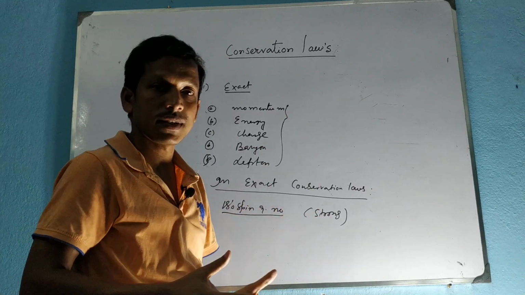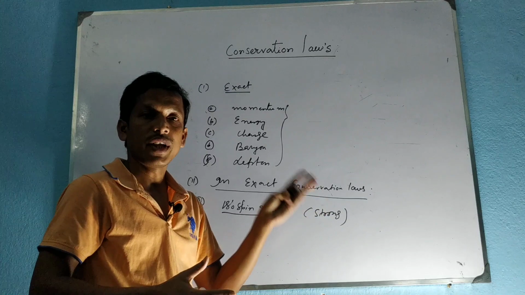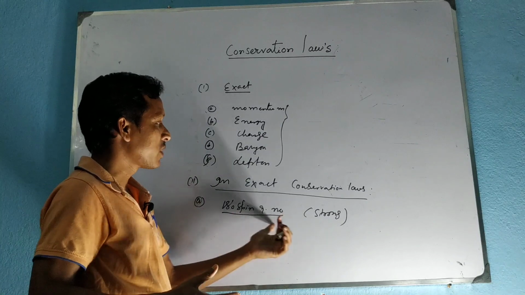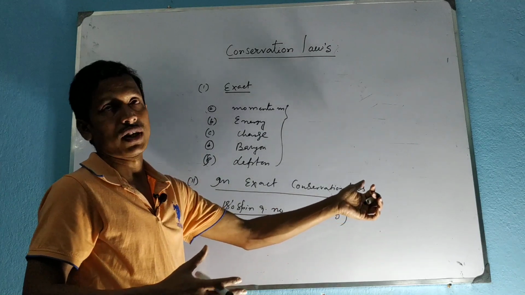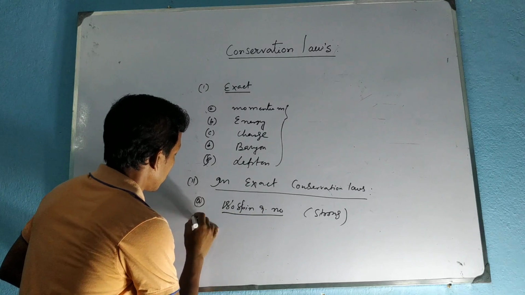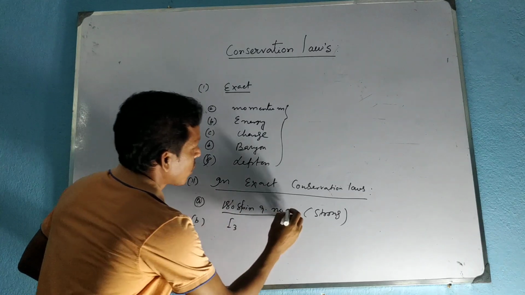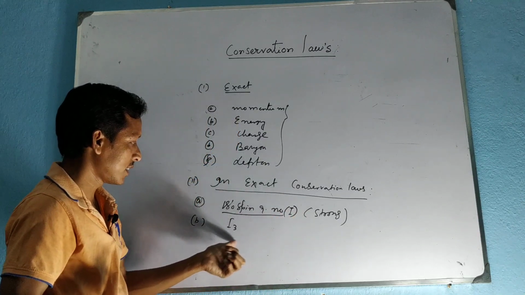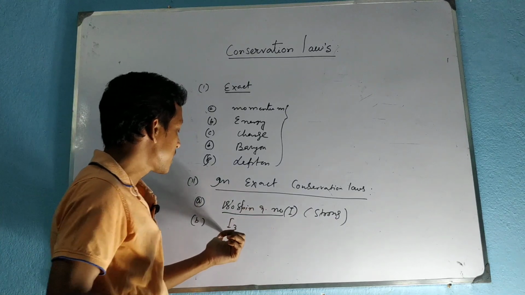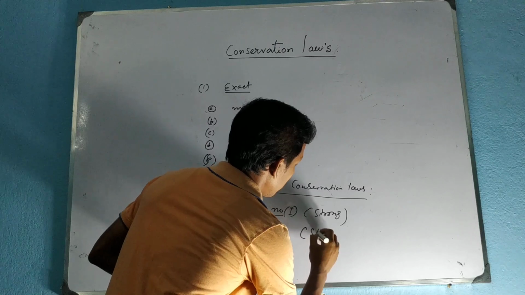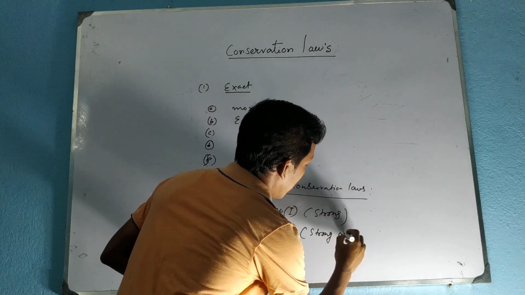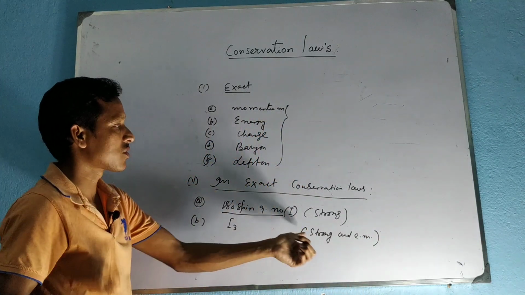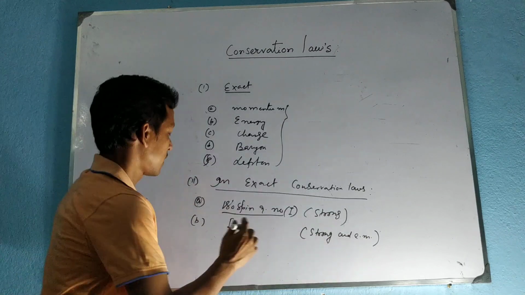There are four fundamental interactions: strong interaction, electromagnetic interaction, weak interaction, and gravitational interaction. But the isospin quantum number is conserved only in strong interaction. Isospin is denoted by I, and this is a vector quantity, and I3 is the third component of isospin. This quantum number is conserved in strong and electromagnetic interaction.